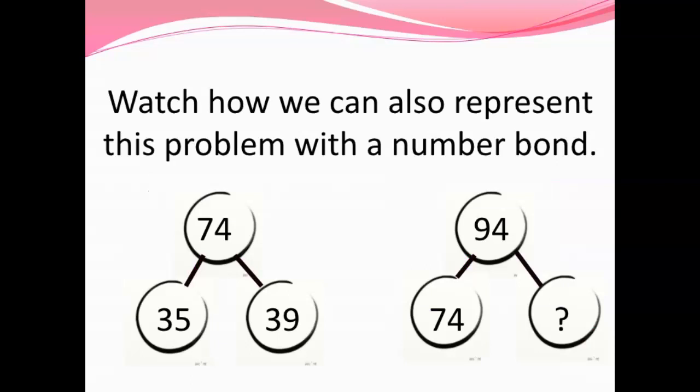Now watch how we can also represent this problem using a number bond. This first number bond shows part 1 of our equation. 35 cents on Monday, 39 cents on Tuesday, makes a total of 74 cents. Then we took what she started with, 94, and subtracted the 74 to find a total of 20 left over.